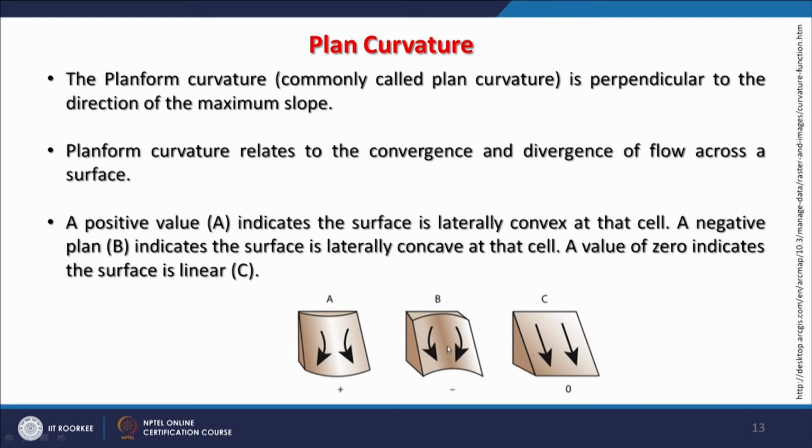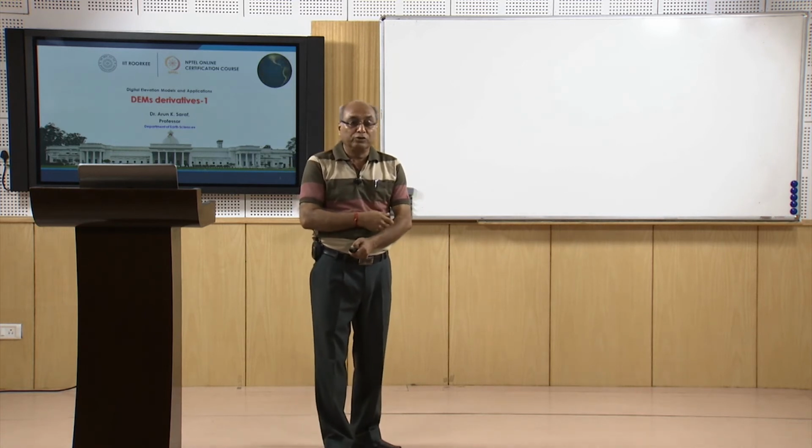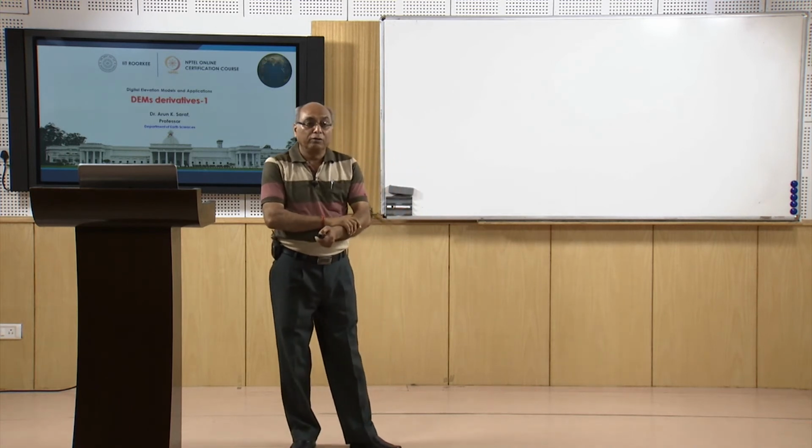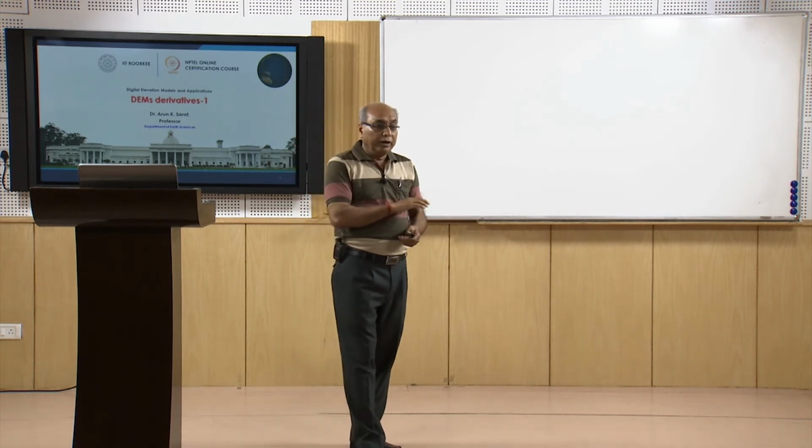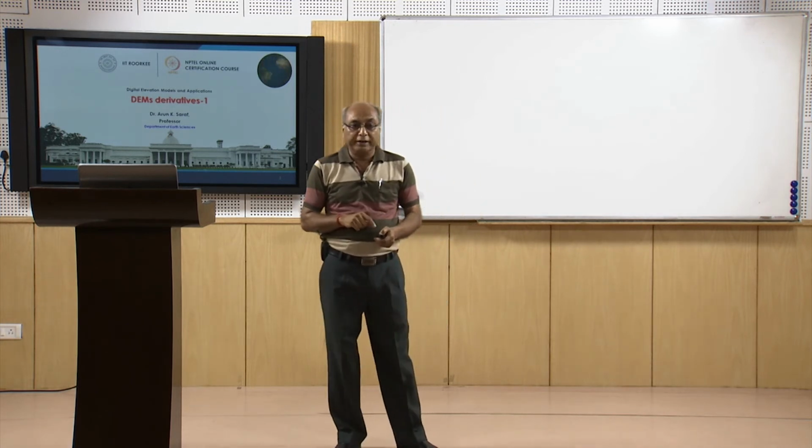So laterally it is concave here, and a value of 0 indicates the surface is linear, that is, the surface is flat. Natural surfaces are generally not like that. There may be some curvatures, and that has to be considered for better estimations of erosional processes or flow processes or any other engineering applications. We need to calculate all these parameters. Now one was the plan curvature. Now another one is the profile curvature.